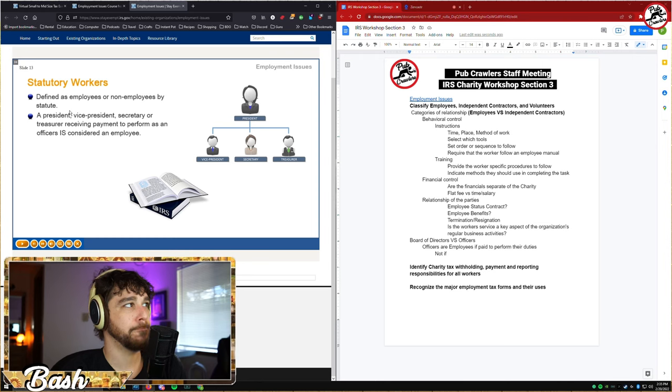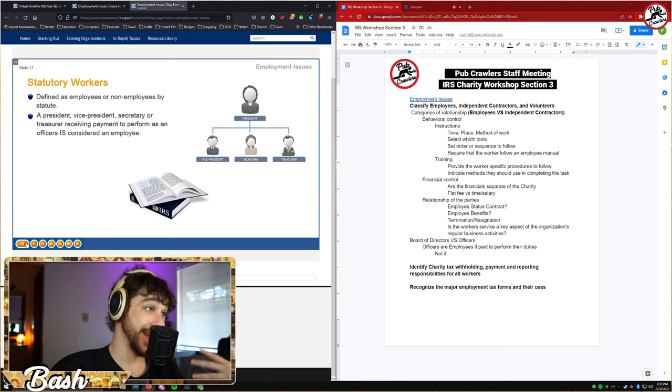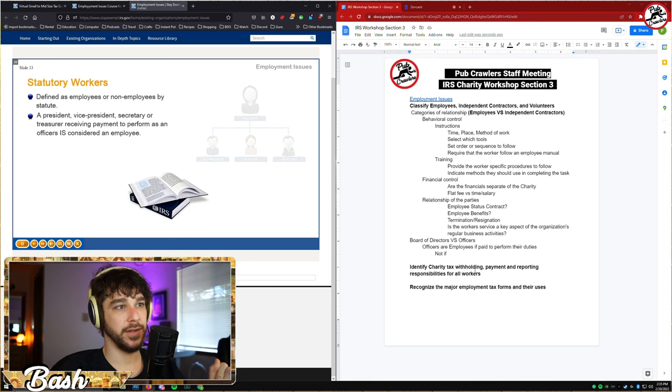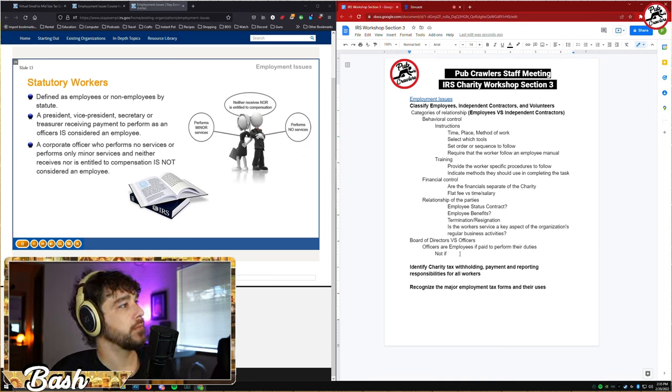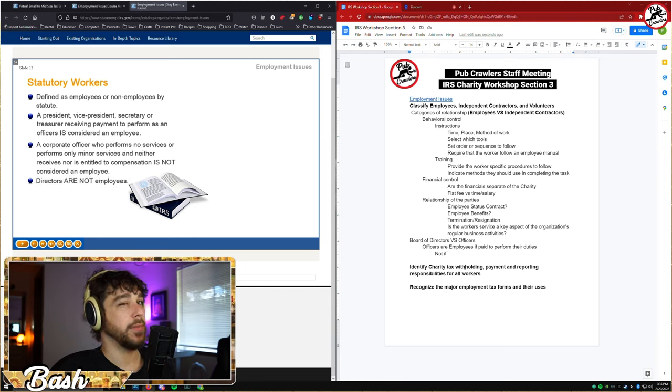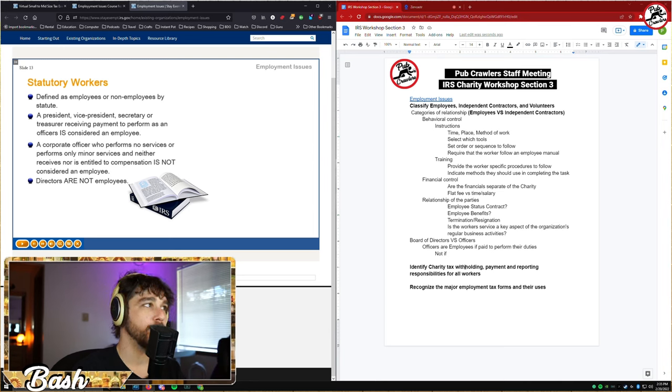What it's saying is, specifically for officers, like a president, vice president, secretary, treasurer, if they're being paid to perform those duties, they are an employee. If they're not paid, they're not an employee. If they perform no services or only minor services, and they don't receive nor are entitled to compensation. A big caveat is that they perform no service or minor service. For instance, people that are admins in our group that are here only now and then, that kind of thing would be relevant for that.